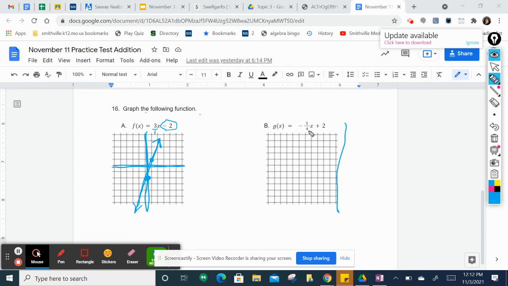The second one, again, I'm going to get my x and my y-axis drawn, and this one starts at +2 on the y-axis, and this slope is -1/4. So I'm either going to make it a -1/4 or a +1 over -4. Either way, I'm either going to go down 1 and to the right 4, or I'm going to go up 1 and to the left 4. Either one gets me a line that looks like this.